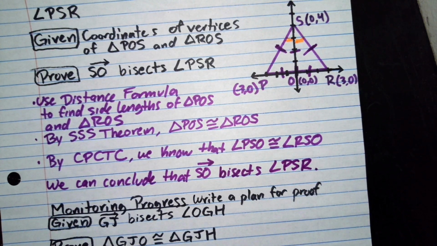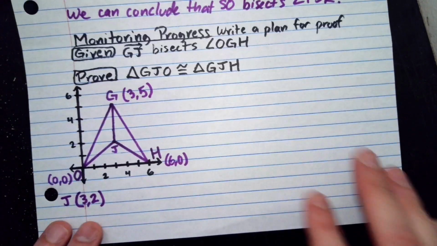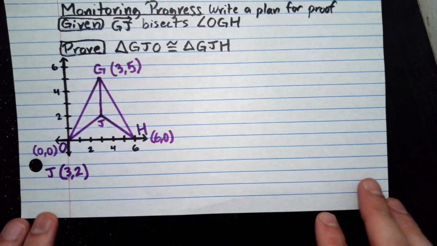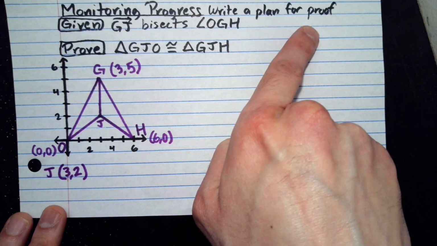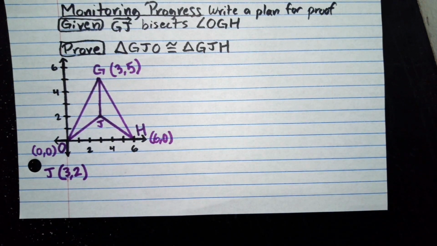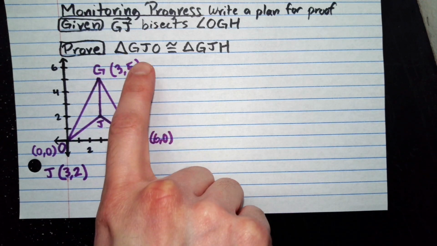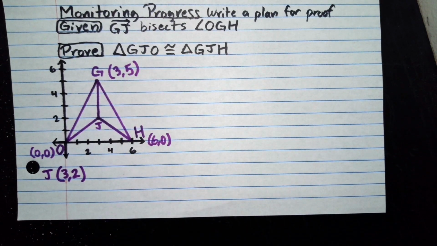So again, notice how we didn't do any math. We didn't calculate the distance formula. We were just doing this as a plan. And so we are going to do the exact same thing for the monitoring progress example. Right, and so once again it says write a plan for the proof, so we don't have to solve this out, but we do have to build a plan so that we know that these two triangles are going to be congruent.